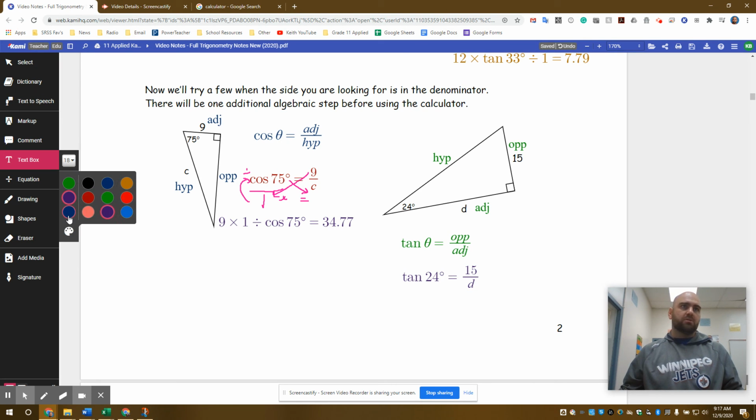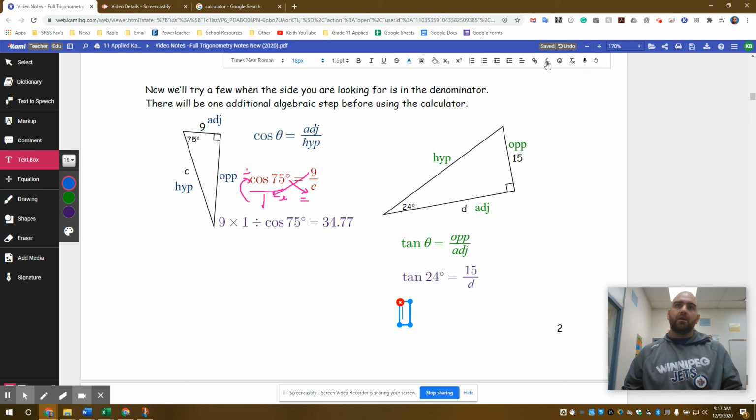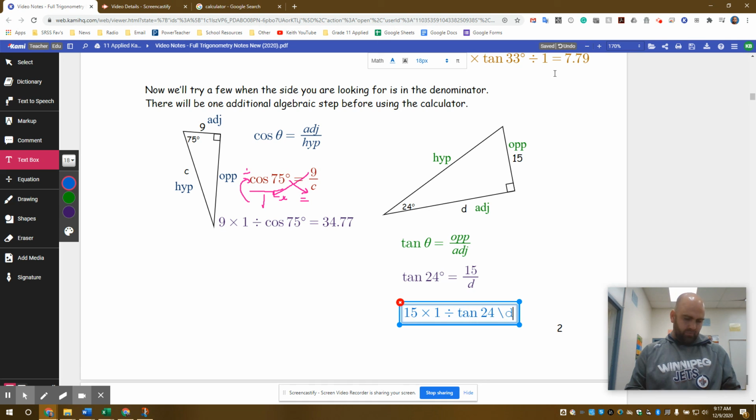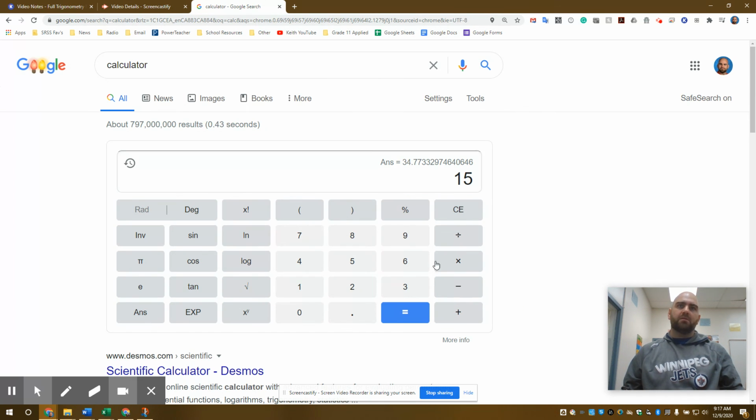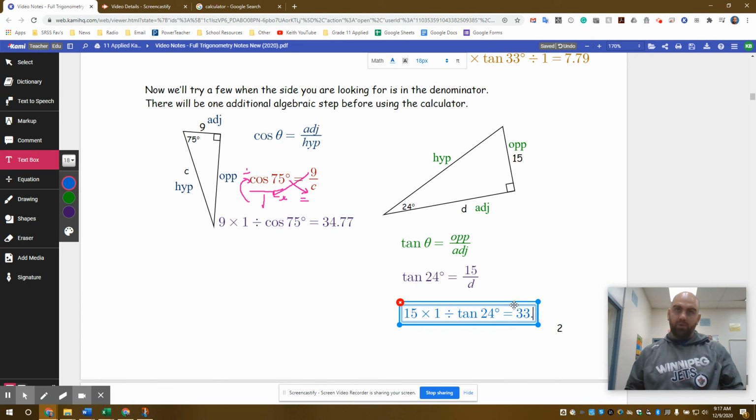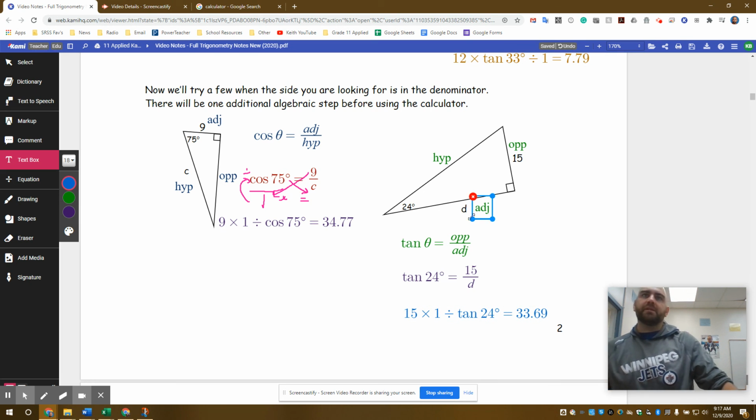And now I'm going to just jump right into that. We've seen the cross multiply and divide. What we're going to do here is same thing that we did here. We're going to do 15 times 1 divided by tan of 24 degrees. And remember, we don't even need to do the times 1. We can just divide by tan of 24 degrees. So 15 divided by tan of 24 degrees. We should get 33.69. And so our answer is 33.69, and that would be the length of this side here.